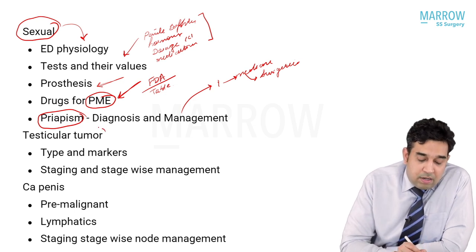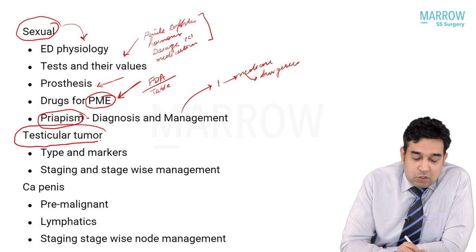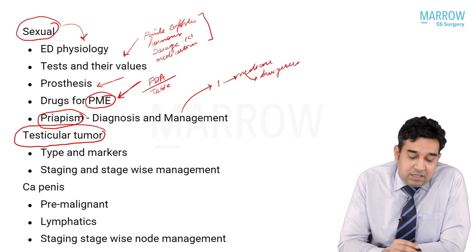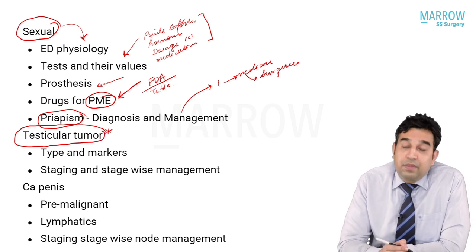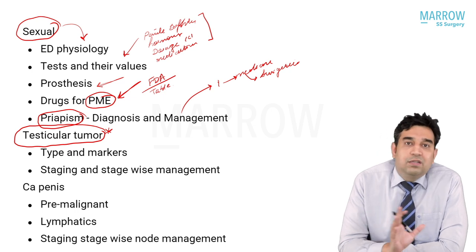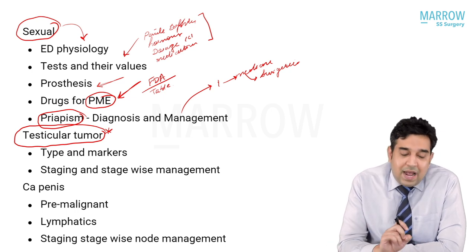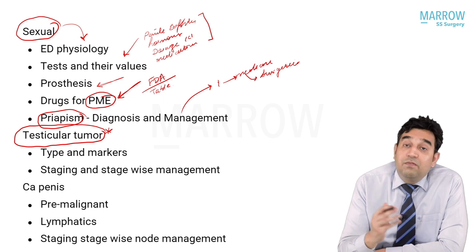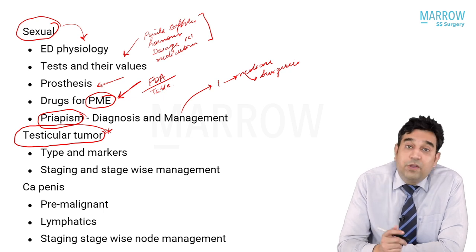Then a very important topic always is malignancy. So a lot of questions come from malignancy. So malignancies are high yield topics. We cannot say that you should read something in particular about malignancies, but I'll still try to define important topics from which we have seen questions coming in the last few years.